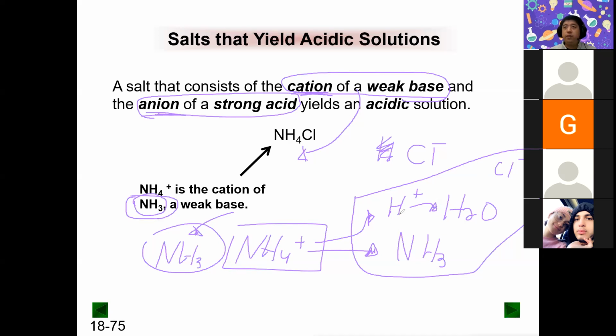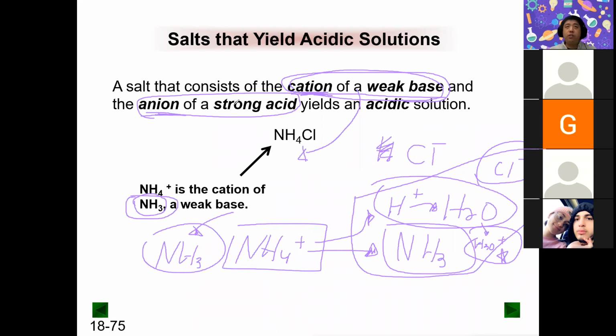Okay? The water can act as an acid and a base. So when this takes it, it becomes H3O plus. So now in my solution, I have NH3, H3O plus, and Cl minus. My H3O plus makes the solution slightly acidic. So this solution is slightly acidic because of this cation from the weak base.